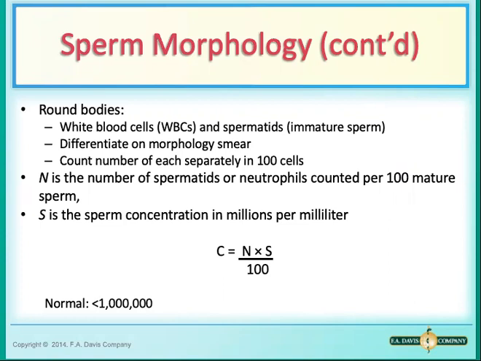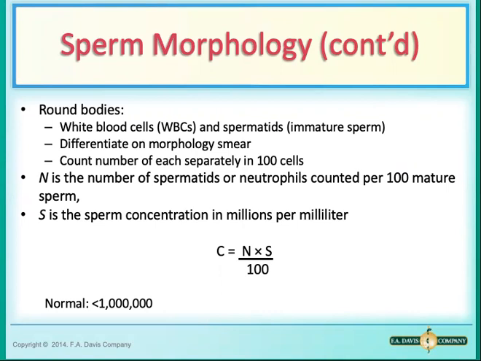You have peroxidase positive granulocytes that are the predominant form of leukocytes that you'll see in a semen sample. And that can be further differentiated from spermatogenic cells and lymphocytes by using a peroxidase stain. So you'll count the number of spermatids or leukocytes that are seen in conjunction with 100 mature sperm, and the amount that you see per milliliter can be calculated using this particular formula, where N is the number of spermatids or neutrophils counted per 100 mature sperm. S is the sperm concentration in million per milliliter. So that is the count.